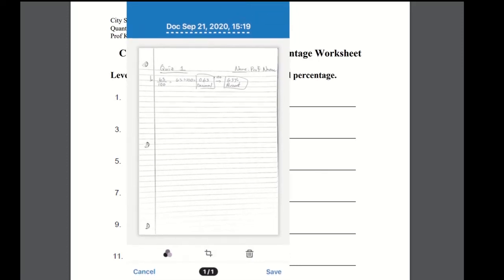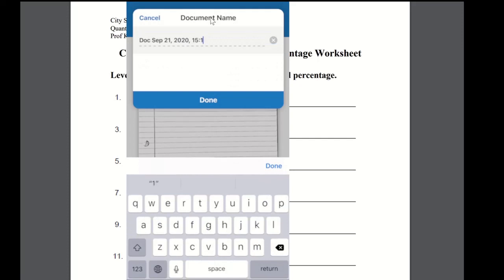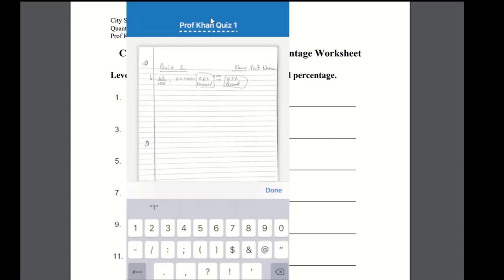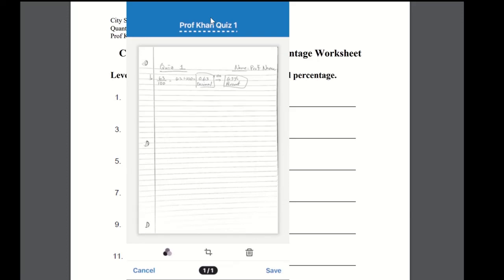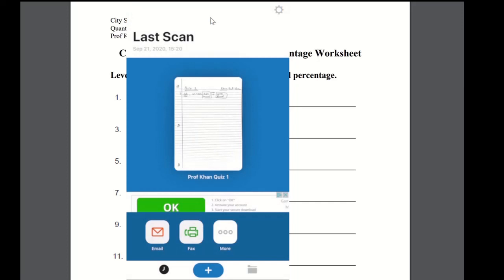Right over here on the name, just change it to your name. So I'm just gonna put Professor Khan. Right, don't put Professor Khan. Write your name. Quiz 1 done. Right, and hit save. So I saved it as a quiz.